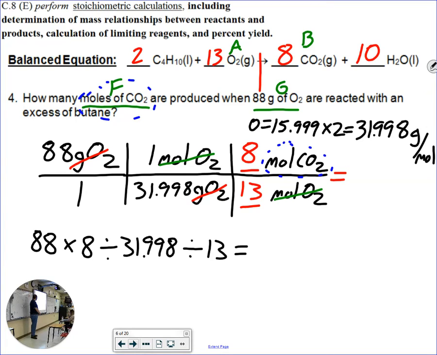Okay, what do I get? 1.69 and 1.7. Okay. Cool. All right. So I'm going to say 1.69. It doesn't really matter. 1.69. My units are moles CO2.